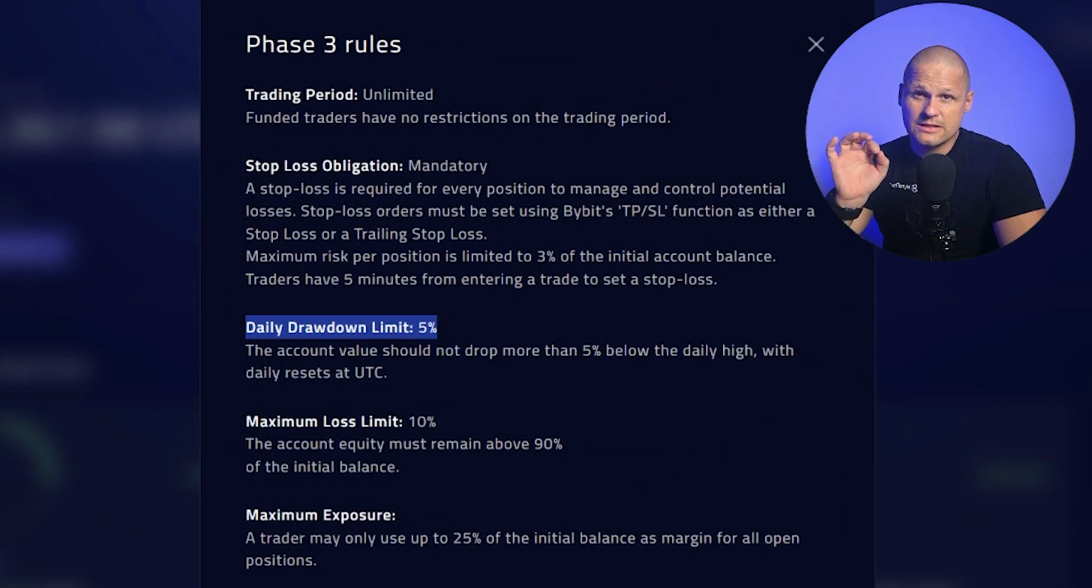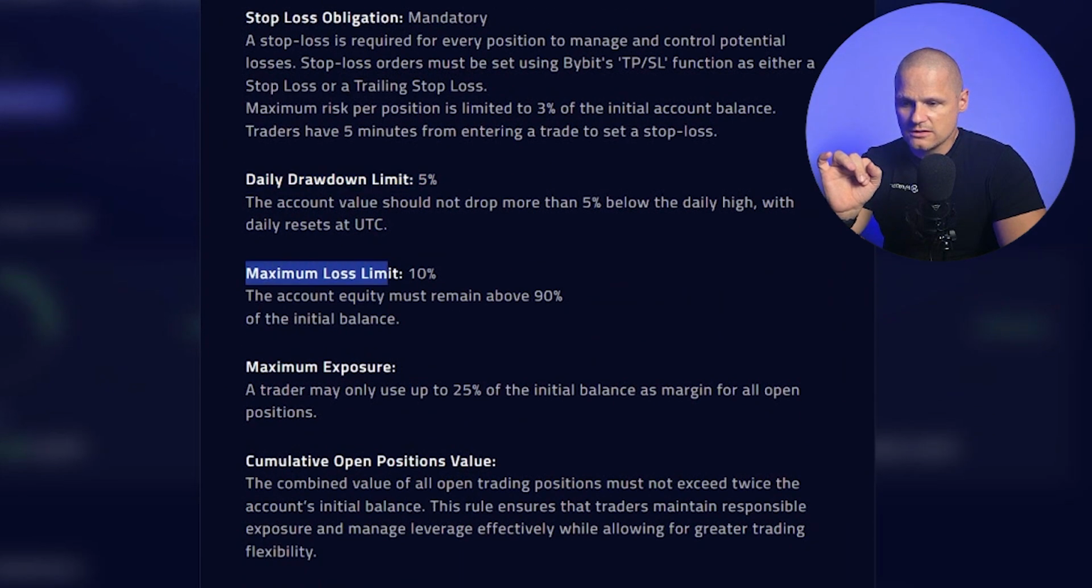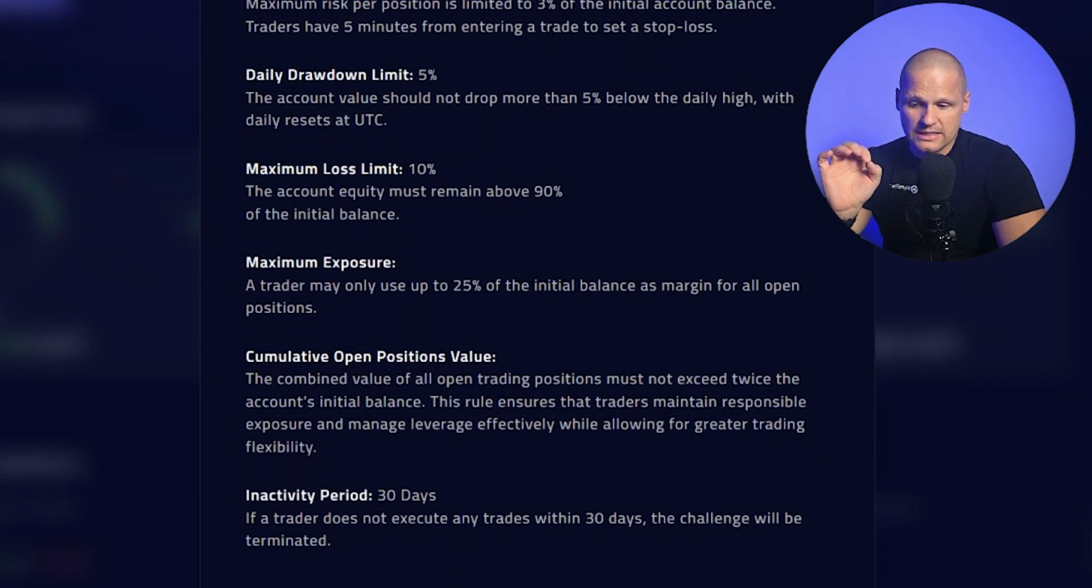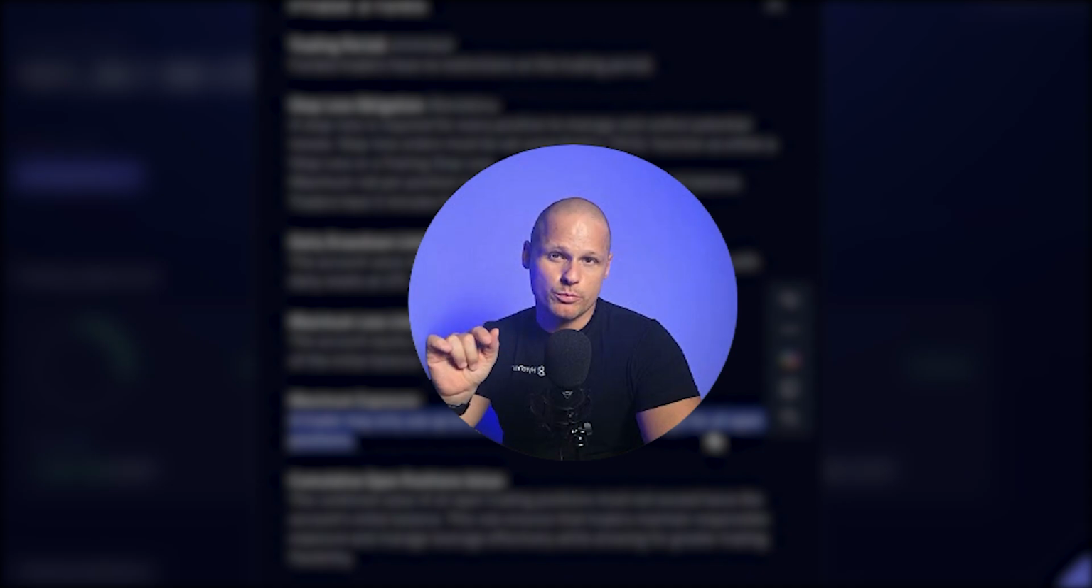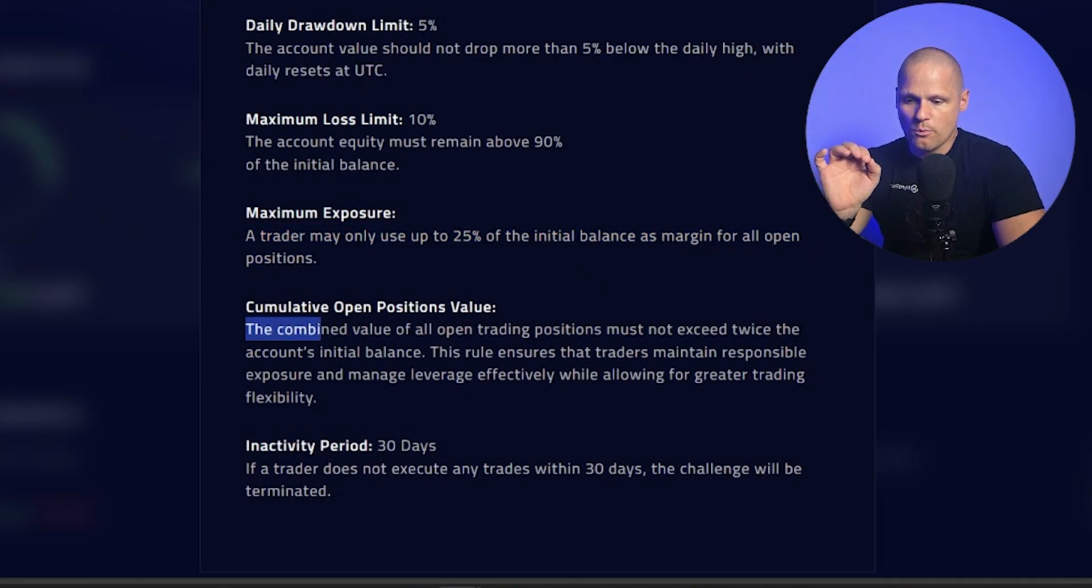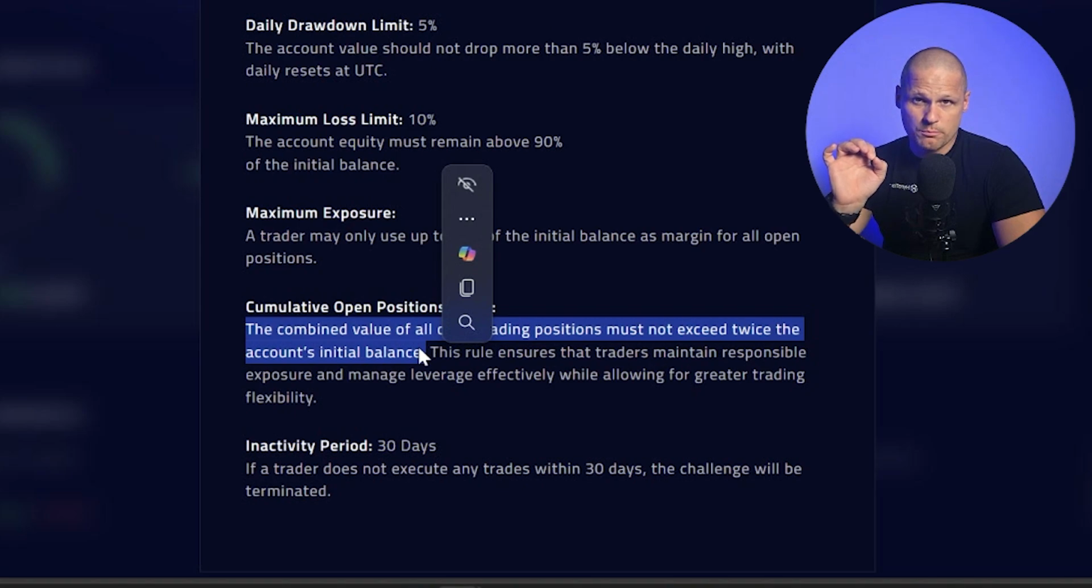Daily drawdown is 5%. Maximum loss is set to 10%. Maximum exposure is set to 25% of your initial balance. I will show you in the ByBit platform what this means and how to protect yourself from breaching this rule. And the cumulative open position should not exceed twice the initial balance. Let's go to the platform right now and I will show you how to avoid breaching these rules.